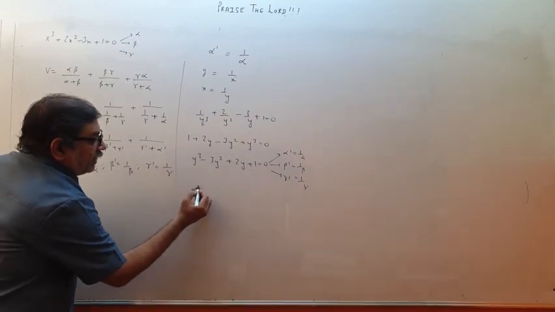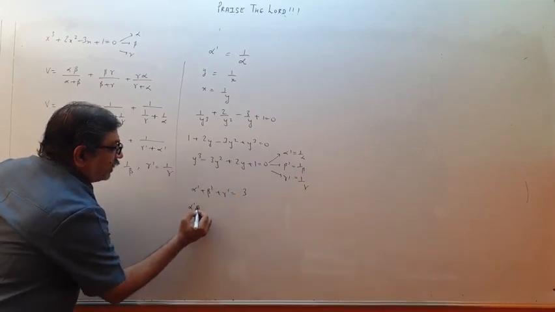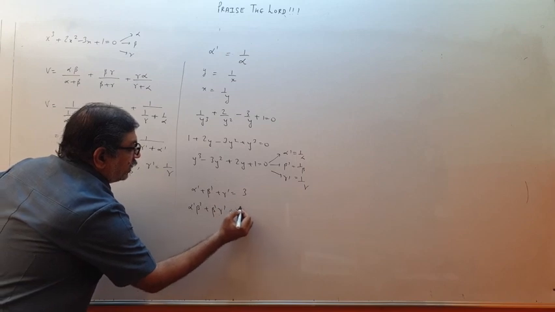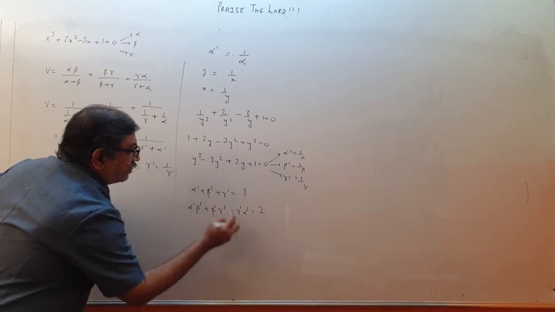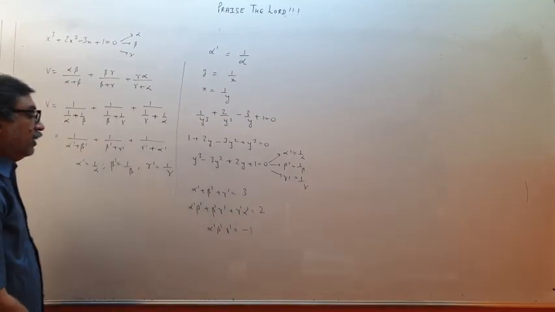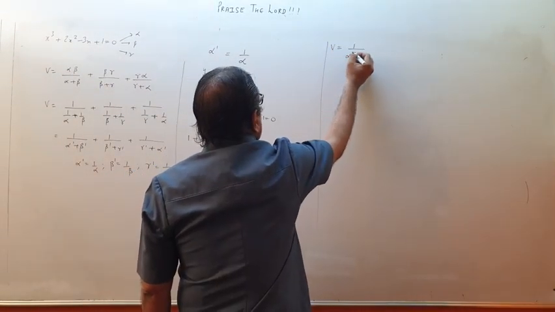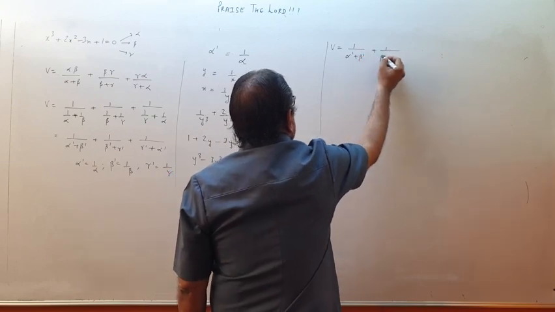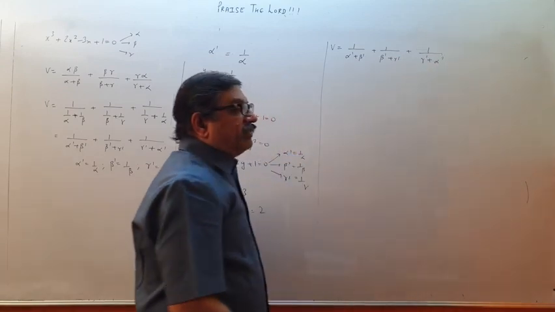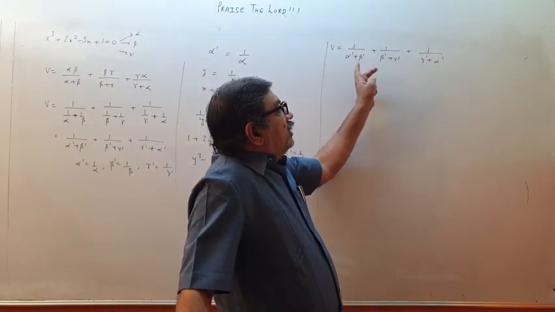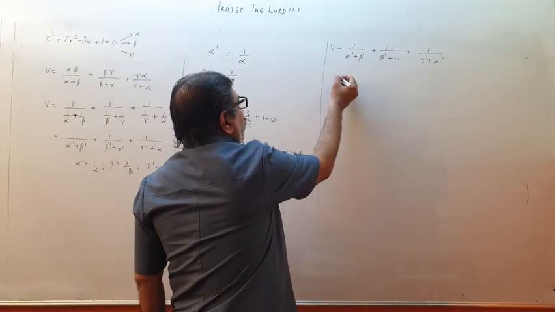So you can see that alpha dash plus beta dash plus gamma dash will be 3, the sum of products taken two at a time, alpha dash beta dash, beta dash gamma dash and gamma dash alpha dash, will be 2, and alpha dash beta dash gamma dash will be minus 1. The value required is 1 upon alpha dash plus beta dash plus 1 upon beta dash plus gamma dash plus 1 upon gamma dash plus alpha dash. Here also if I take the LCM, there will be 4 terms here, 4 terms here, 4 terms here, 12 terms. Again it will become very difficult. Let us think of some trick.